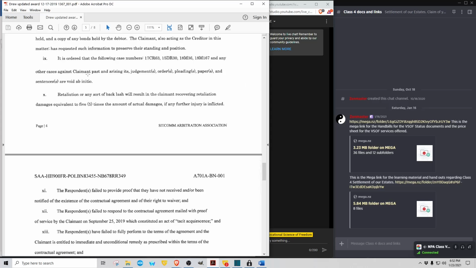and any other cases against claimant, past and arising, its judgments, orders, pleadings, papers, and sentences, are void ab initio.